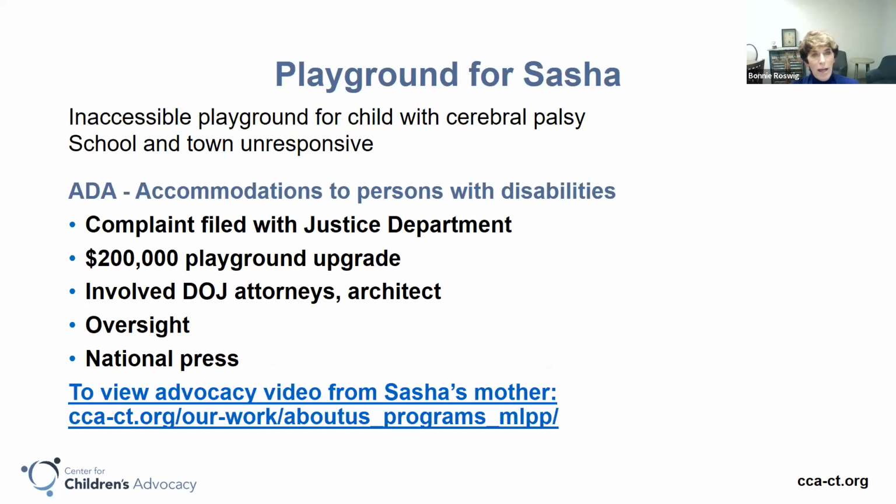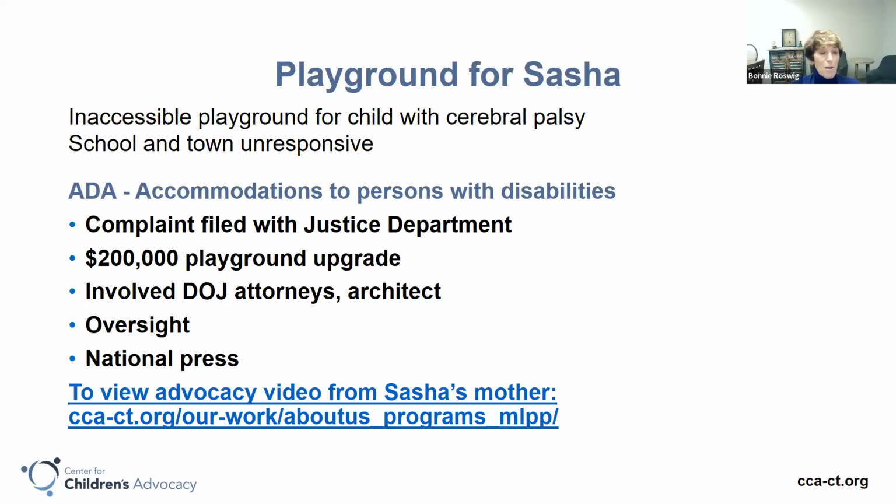And then Connecticut had one of the very first cases that was decided under the architectural requirements of the ADA. It was a newer provision, but there was a child who had real problems in terms of ambulating, and thus it was the school's position that her appropriate playground activity was watching the other children play. The DOJ had their architect come in, a complaint was filed, they had to create an accessible playground, and so Connecticut is at the forefront of many of these cases.